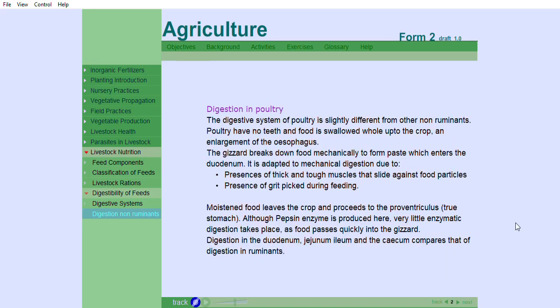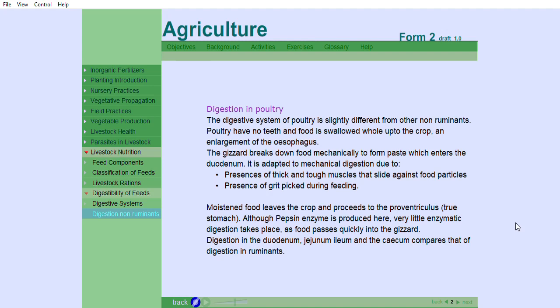Digestion in poultry. The digestive system of poultry is slightly different from other non-ruminants. Poultry have no teeth and food is swallowed whole up to the crop, an enlargement of the esophagus. The gizzard breaks down food mechanically to form paste which enters the duodenum. It is adapted to mechanical digestion due to presence of thick and tough muscles that slide against food particles and presence of grit picked during feeding.